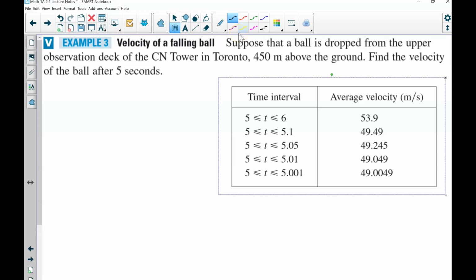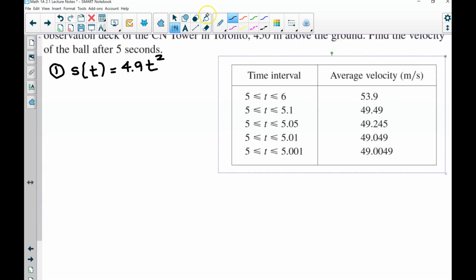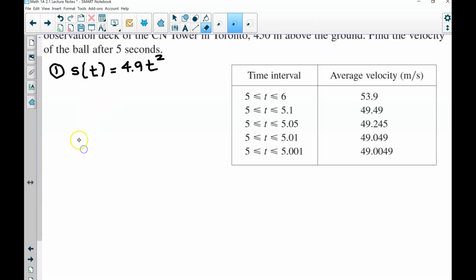Through experiments carried out centuries ago, Galileo discovered that the distance fallen by any free-falling object is proportional to the square of the time it has been falling. This model for free fall neglects air resistance. If the distance fallen after t seconds is denoted by s(t) and measured in meters, then Galileo's law is expressed by the equation s(t) = 4.9t squared.